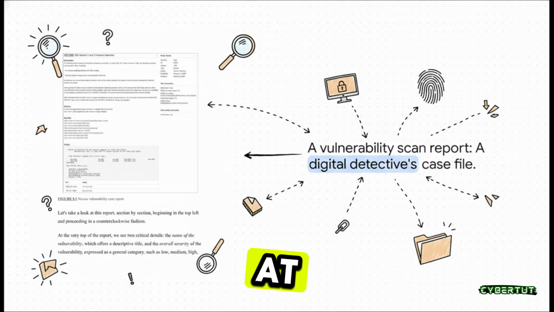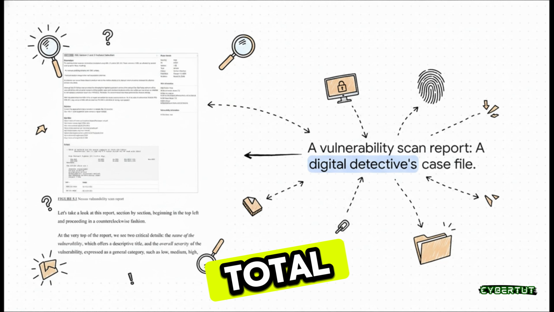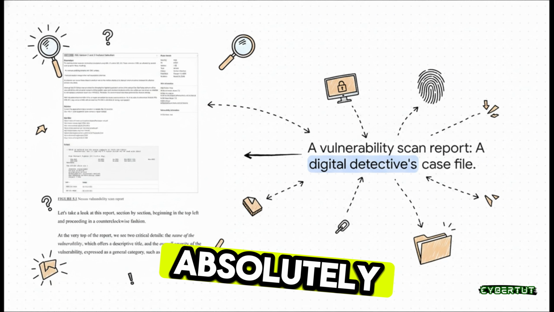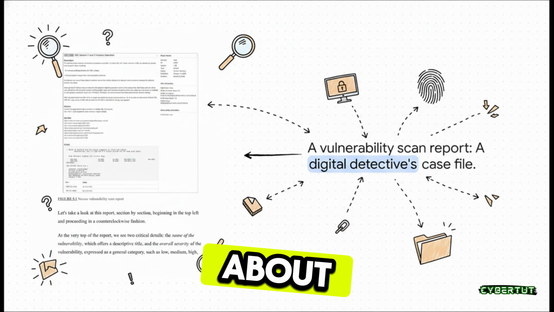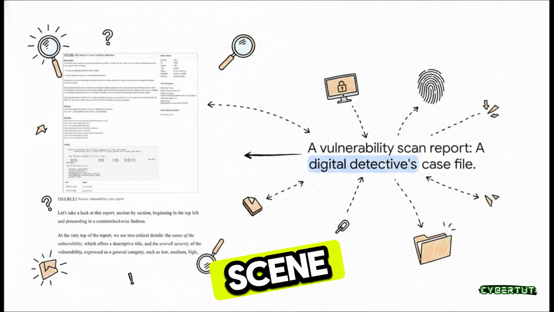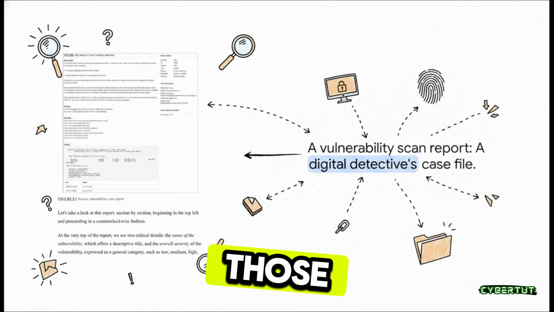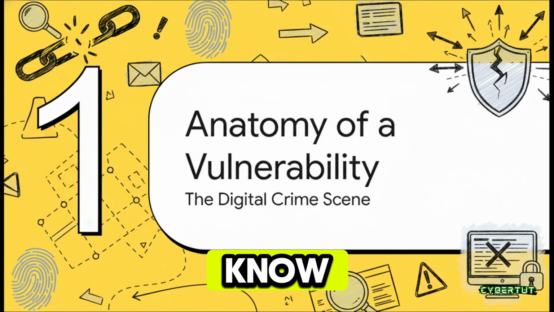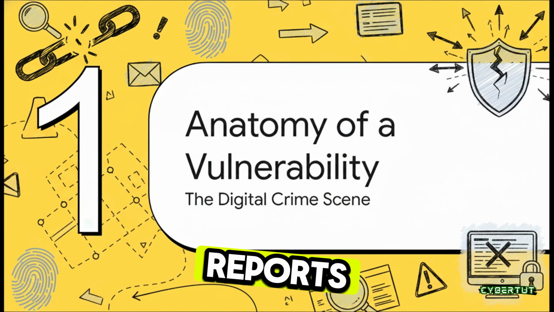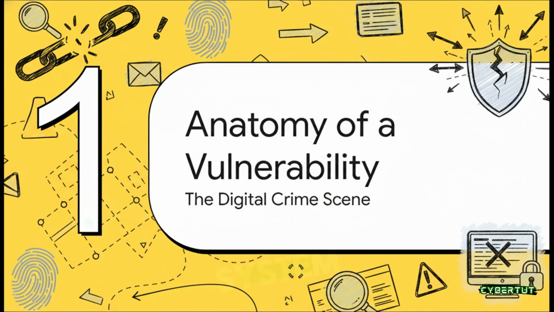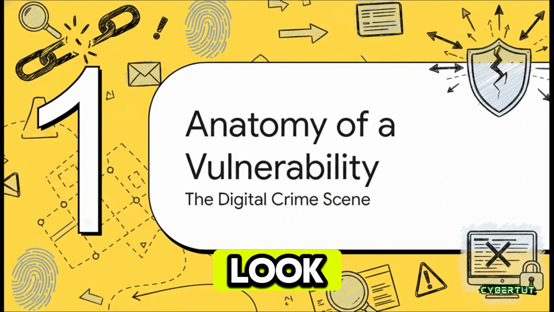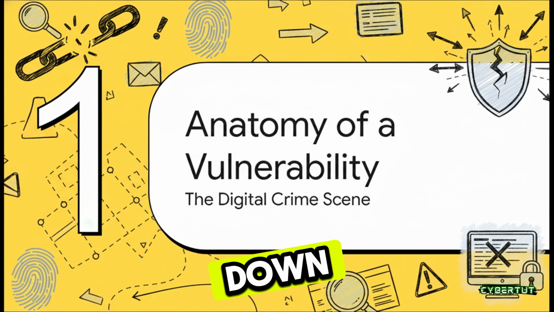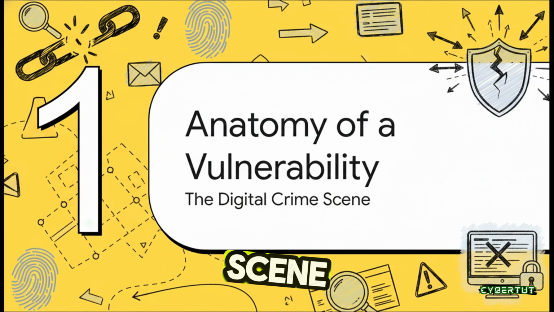Okay, I know, at first glance this just looks like a total mess, but I want you to think of it like a detective's case file. It's absolutely packed with cryptic clues about a potential digital crime scene. And our job is to follow those clues, piece together the story, and crack the case. You know, every single one of these vulnerability reports tells a story about a weakness in a system. You just have to know where to look. So let's start with part 1 and break down the anatomy of this digital crime scene.